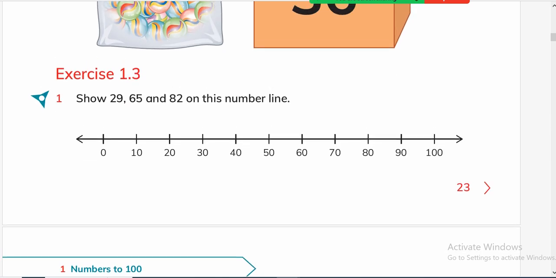Okay, show 29, 65 and 82 on this number line. 29 will come here, a little before 30. 65 will come here, exactly in the middle of 60 and 70. And 82 will come here, a little bit after 80.